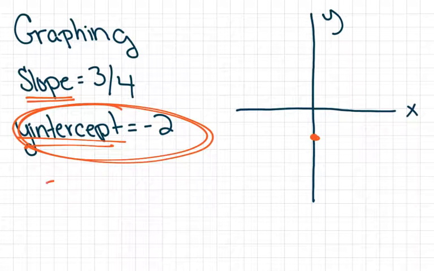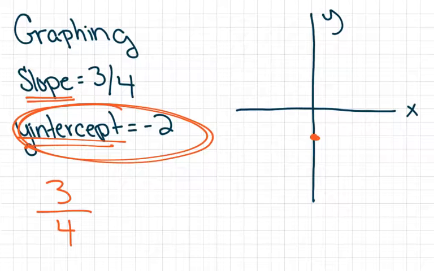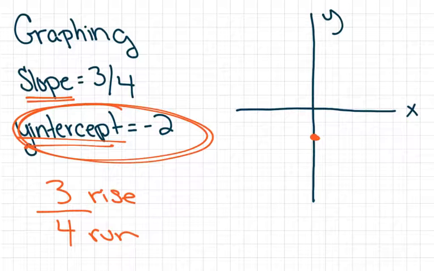Since my slope is 3/4 and it's positive, that means we rise and then we run. From that point, I'm going to go up 3, 1, 2, 3, and then run 4, 1, 2, 3, 4, and put a new dot. Up 3, run 4. Okay, I've got some good dots on there. If you wanted to work backwards, you have to make everything backwards. So we've got 1, 2, 3, we can go down, and then 1, 2, 3, 4.